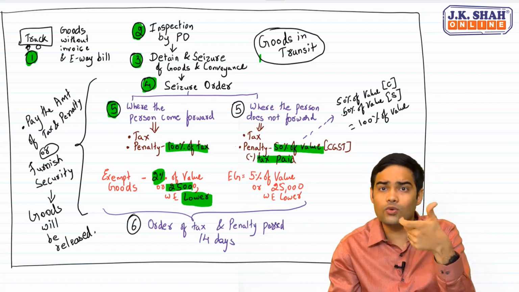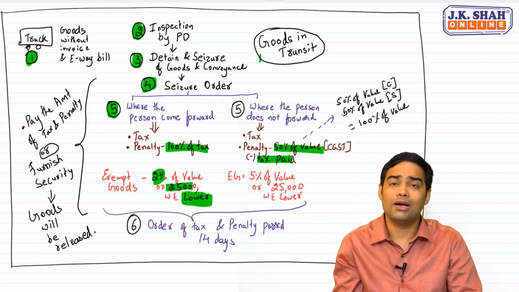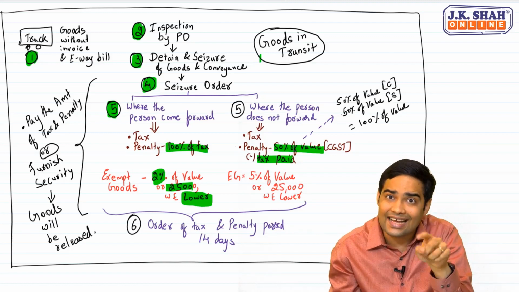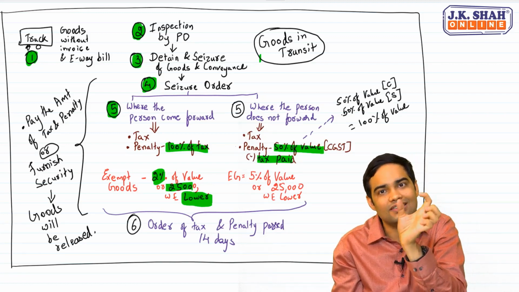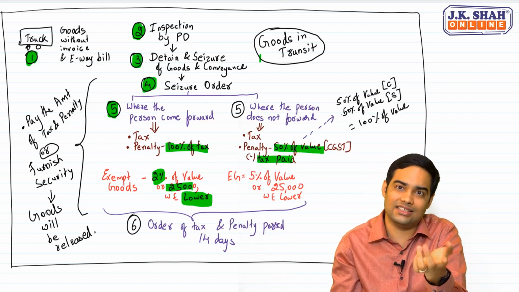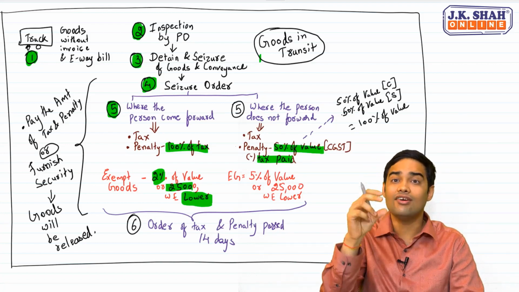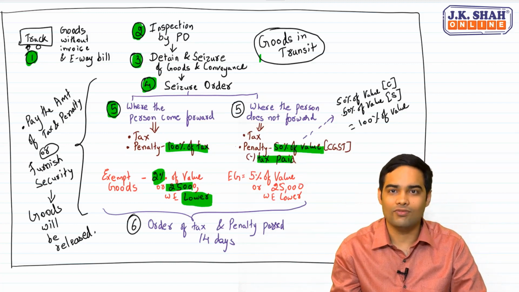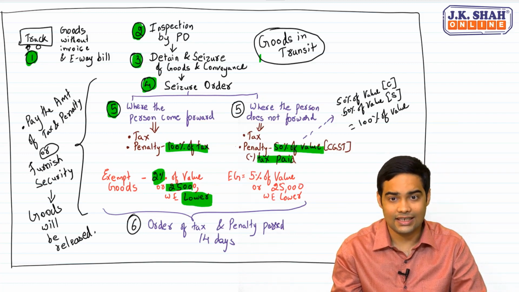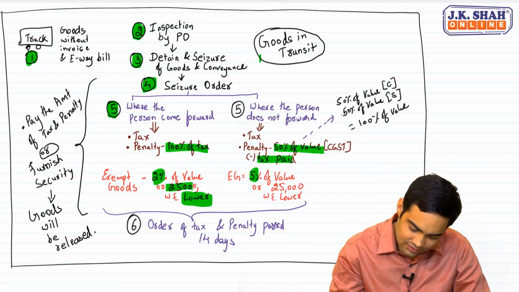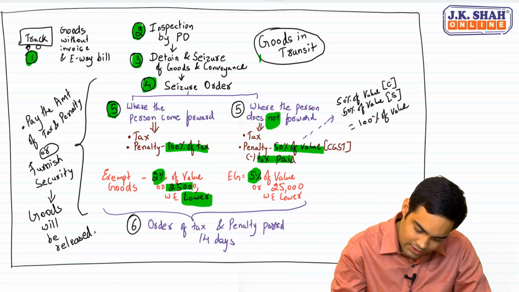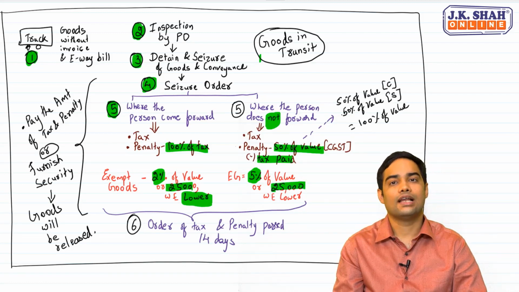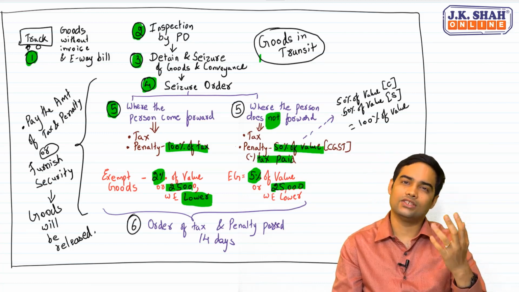Whenever there is an amount, you will have to double it for CGST and SGST. But when there is a percentage of tax, then don't double it, because it is 2% of CGST and 2% of SGST. Whenever it's value, you will have to double it, because the value would obviously be doubled. Clear? And for exempted goods, if he does not come forward, then it is 5% of the value or 25,000, whichever is lower. Finally, the officer has to pass an order.